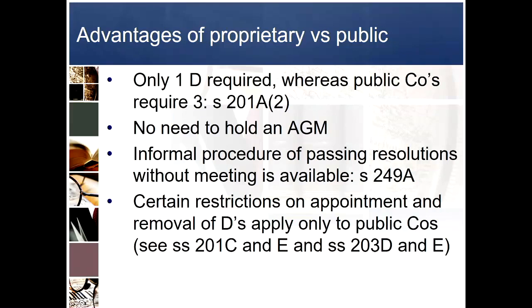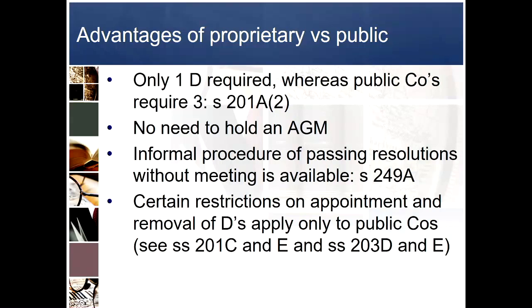Okay, some of the advantages of proprietary versus public. So proprietary companies only have to have 1 director. Public companies have to have a minimum of 3 directors. Of those 3 directors, at least 2 must ordinarily reside in Australia.